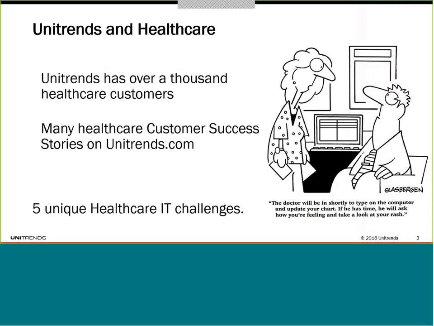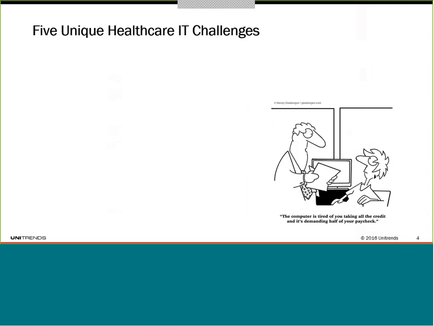So first, let me talk you through why we are in a position to talk to you today about best practices. Unitrends literally has over 1,000 healthcare customers. And by healthcare customers, I mean hospitals, physicians groups, labs, clinics, and even suppliers who, because of HIPAA, are required to comply with the stringent backup and data continuity standards as required by the federal government. So we have many customer success stories on our web, unitrends.com, and all the quotes that you see in these slides actually come from those success stories. So there are 5 unique challenges for healthcare IT professionals when it comes to backup and recovery.